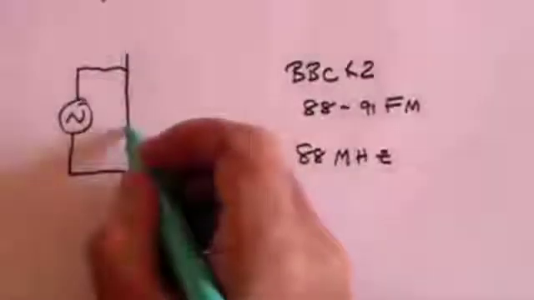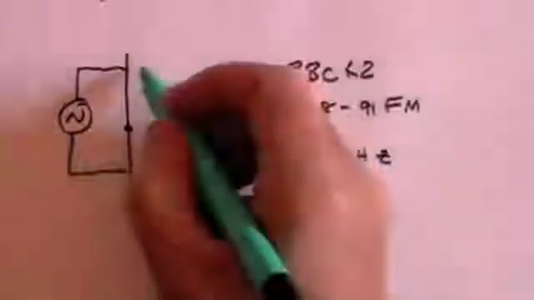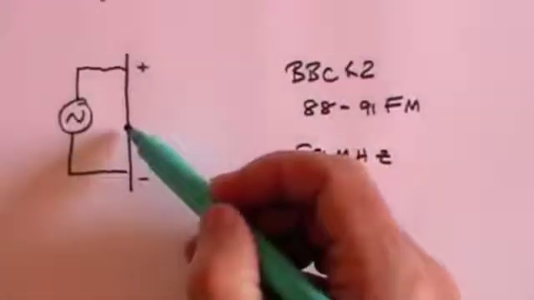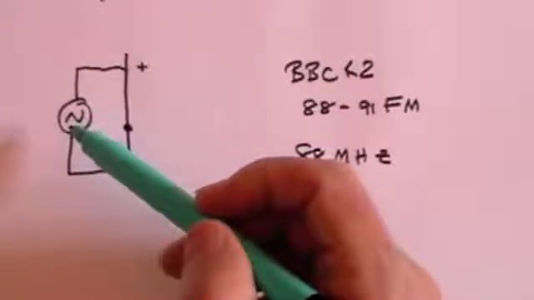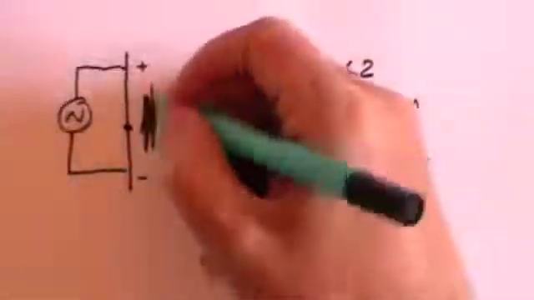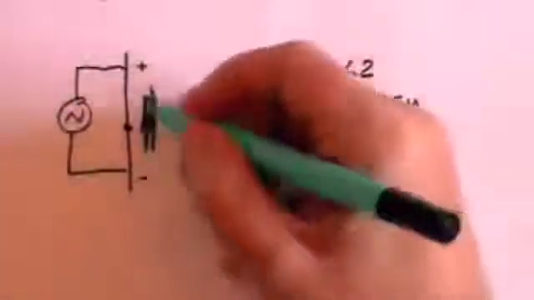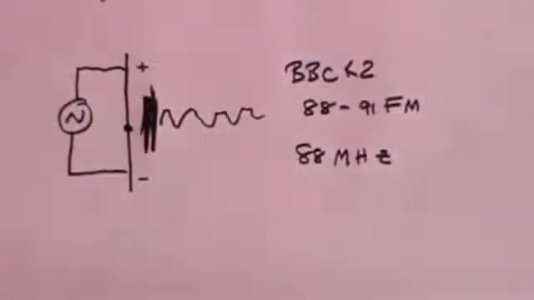And if you consider just one electron in that wire, what will happen when you make this end positive and this end negative? The electron will be attracted to the positive end. But that voltage is changing 88 million times per second. So the electron is simply being accelerated up and down the wire 88 million times a second. And as it accelerates up and down, it generates an electromagnetic wave with that frequency.